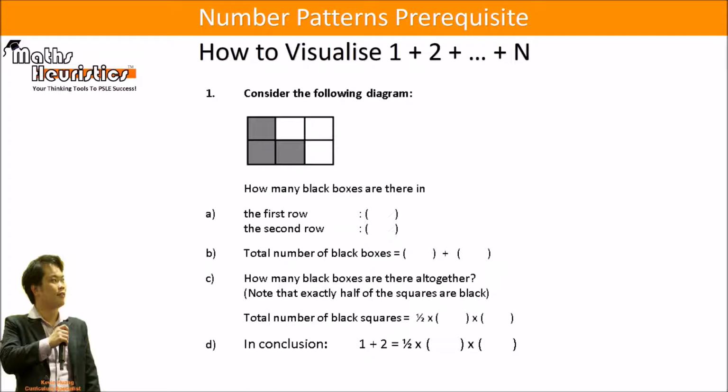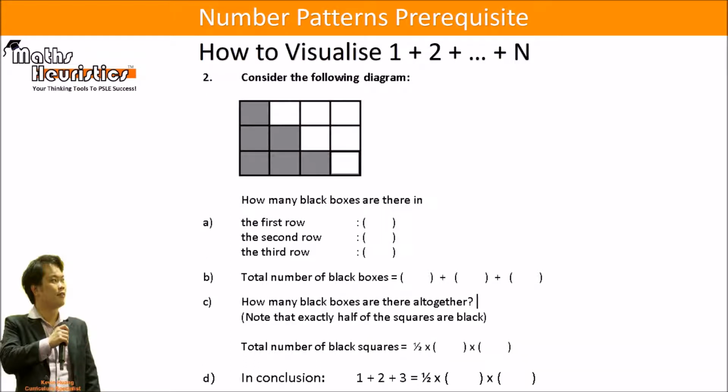Consider the following diagram. You have a 2 by 3 rectangle, and in the first row you have one black box, second row you have 2 black boxes. So the total number of black boxes will be 1 plus 2. So how many black boxes are there altogether? Noting that exactly half of this rectangle is shaded, we can say that it will be half times 2 times 3. So in conclusion, 1 plus 2 is equal to half times 2 times 3.